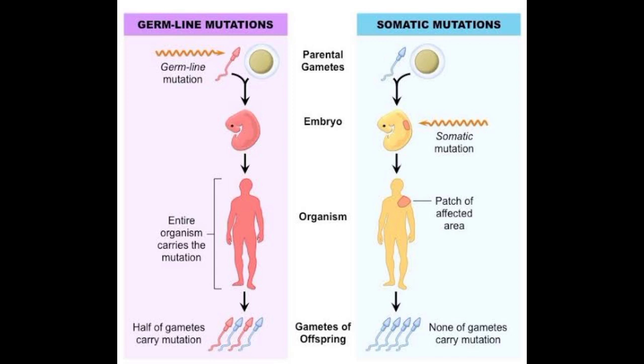As can be seen on the images on the screen, germline mutations affect the entire organism. The entire organism carries the mutation, while in somatic mutation it affects only a specific area of the organism, and the somatic mutation cannot be passed on to offsprings.